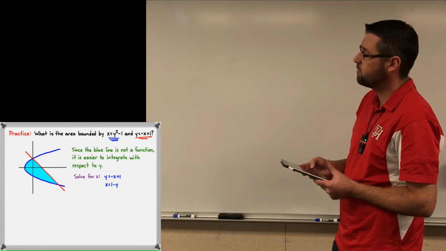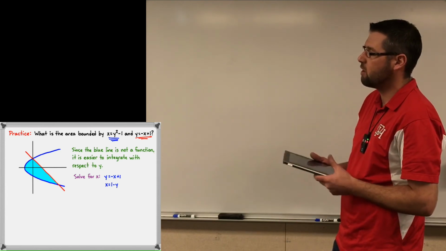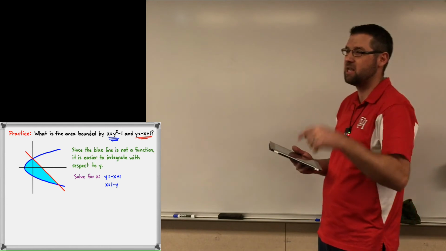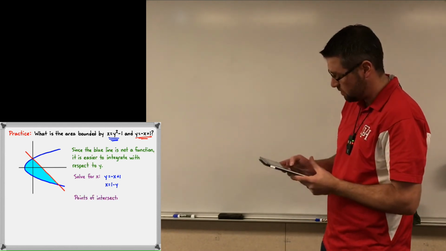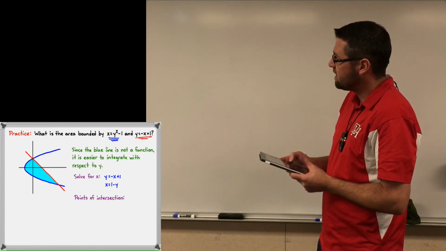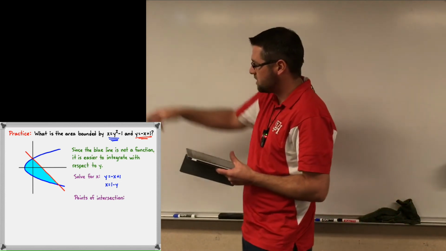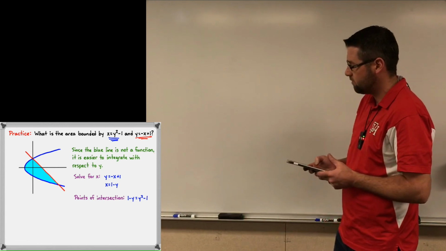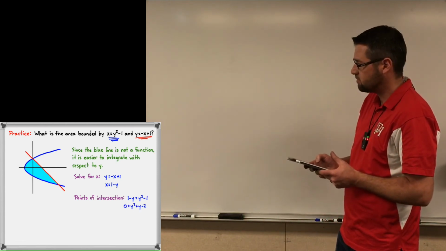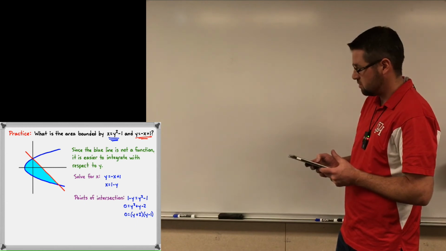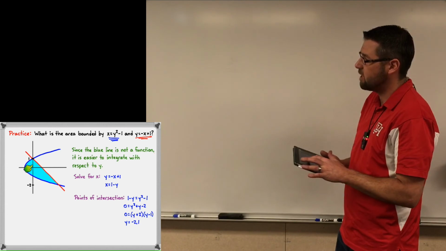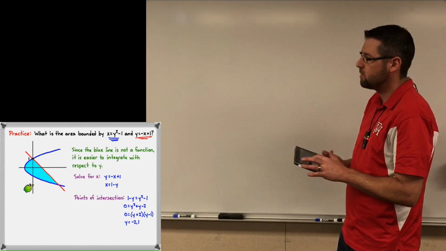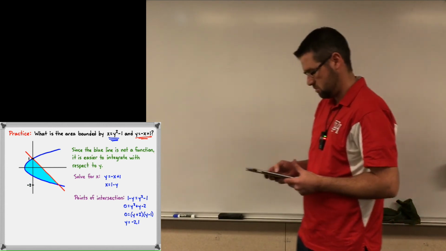The next step is we got to get the points of intersection, right? So let's get the points of intersection. Set them equal. So we're going to set x equals y squared minus 1 equal to x equals 1 minus y. And then we got a quadratic. So our zeros are negative 2 and 1. And notice these are y values, they're not x values.